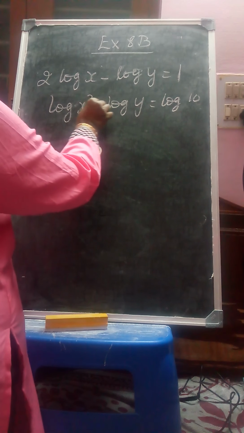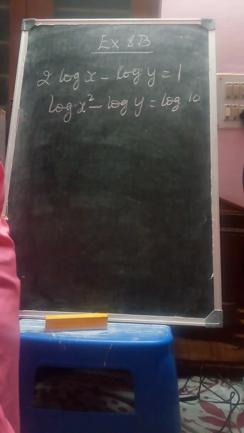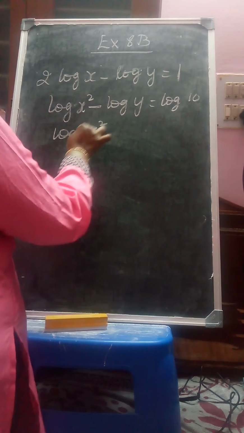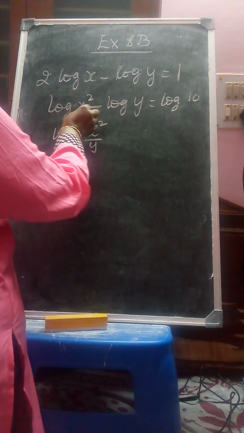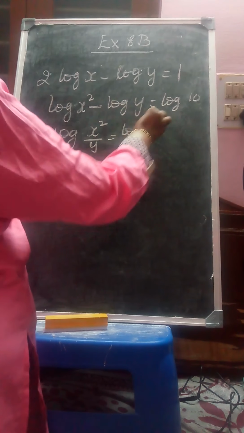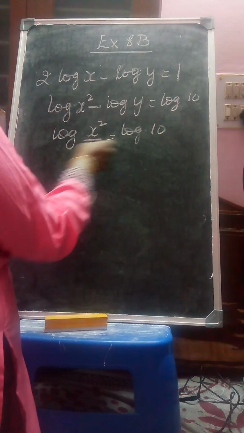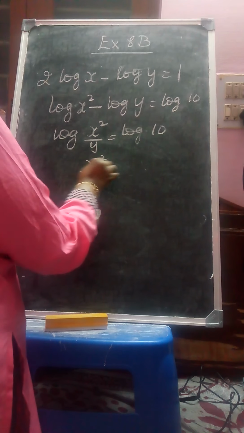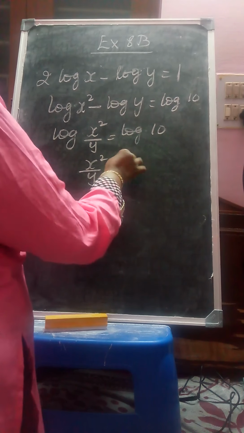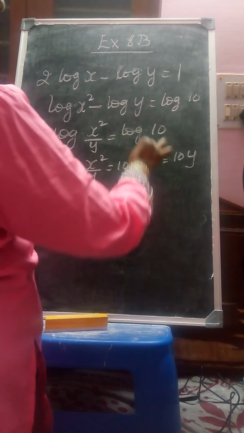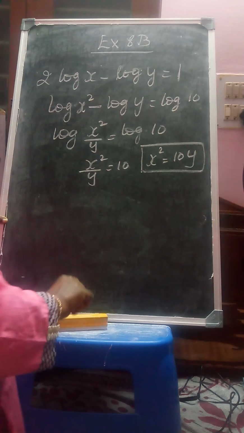Now see here, it is a minus. So minus means it is quotient log. So it will be log x square by y. You will write only this, x square by y is equal to log 10. Okay. Now this log and this log will cancel. So x square by y is equal to 10, or x square is equal to 10y. Now this is free from log.